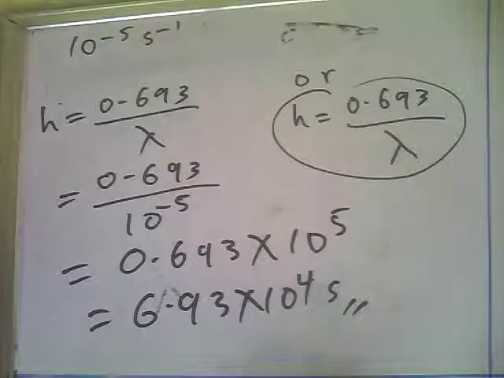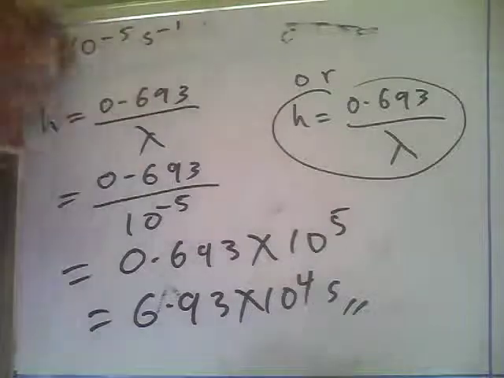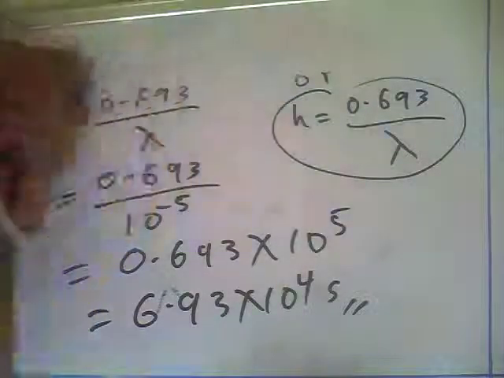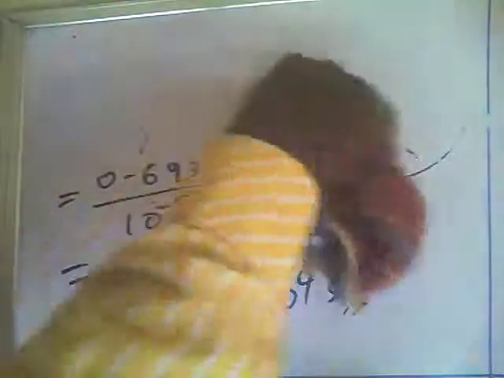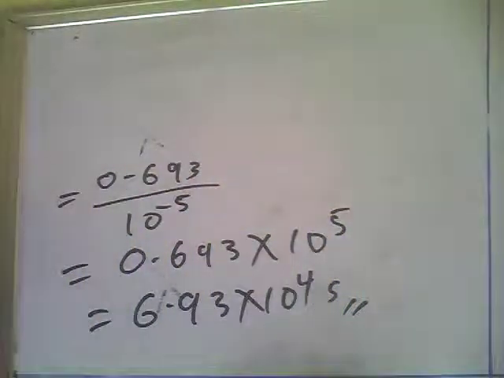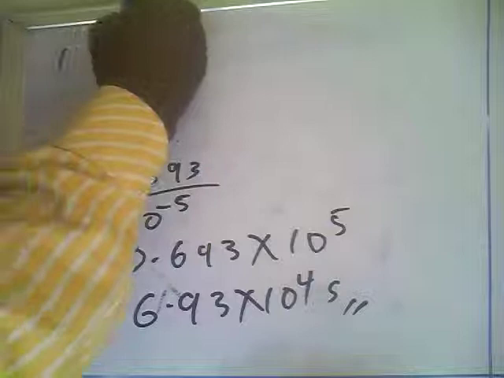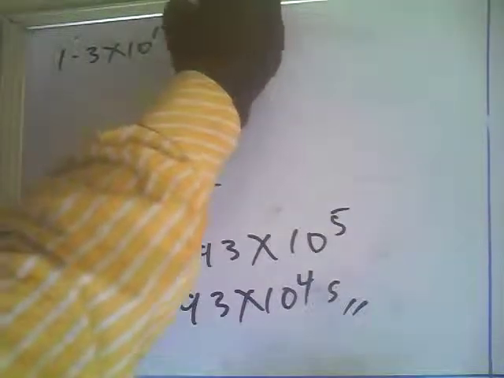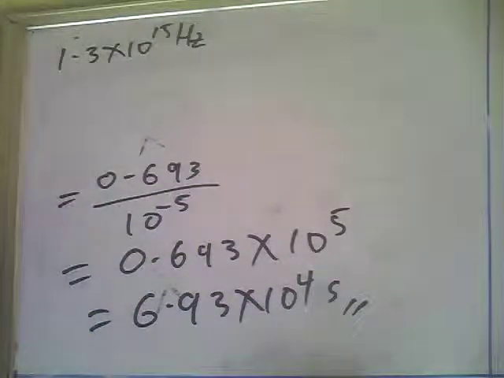The next question is number 43, the same year. The next question on nuclear physics is number 43. If the threshold frequency for tungsten is 1.3 times 10 to the power 15 Hz, what is its work function?